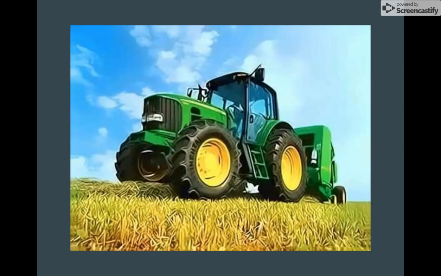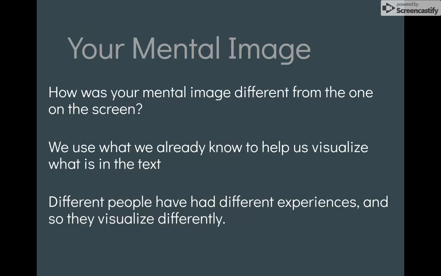Is this what you visualized? This is what I thought of. But you may have thought of something different because your mental image might be different from my mental image. So you use what you already know about green and tractors to come up with that image in your head. So maybe you pictured a tiny little toy of a green tractor because you had one when you were little. Maybe you pictured a cartoon tractor, like one that you might see in the movie Cars, because maybe that was your favorite movie or is your favorite movie.